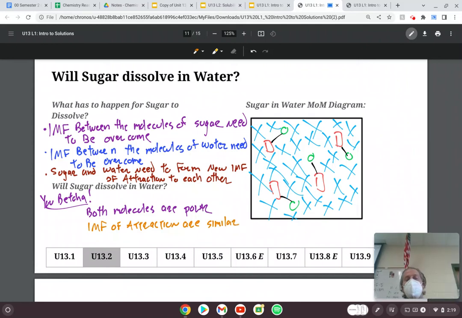Now, you may recall that sugar had dipole-dipole, London dispersion forces, and hydrogen bonding, and water had hydrogen bonding and London dispersion forces. But in reality, there was enough similarity in the types of intermolecular forces of attraction that allows the sugar to dissolve in water.